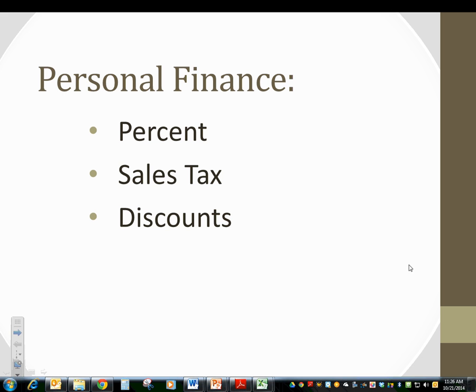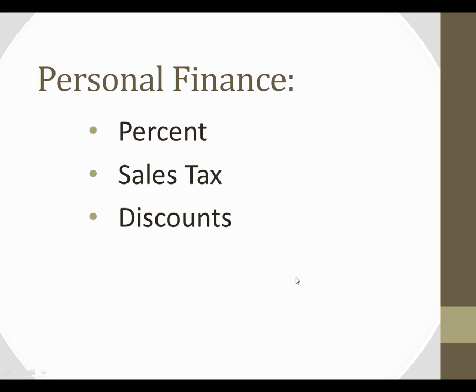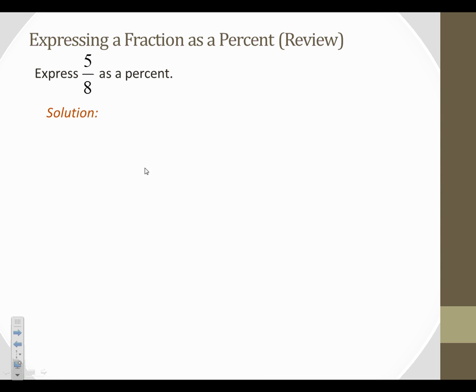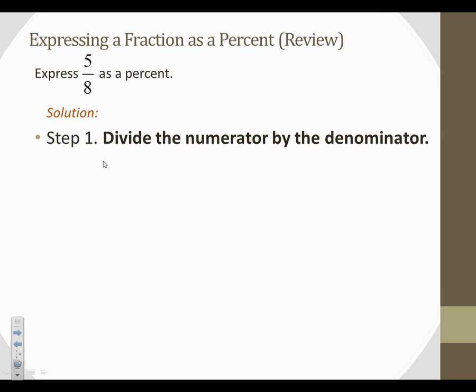Today we start our unit on personal finance. Specifically, we're going to talk about percent, sales tax, and discounts today. So, to review, expressing a fraction as a percent. Remember, that means that we're just going to divide the numerator by the denominator. So 5 divided by 8 is 0.625.